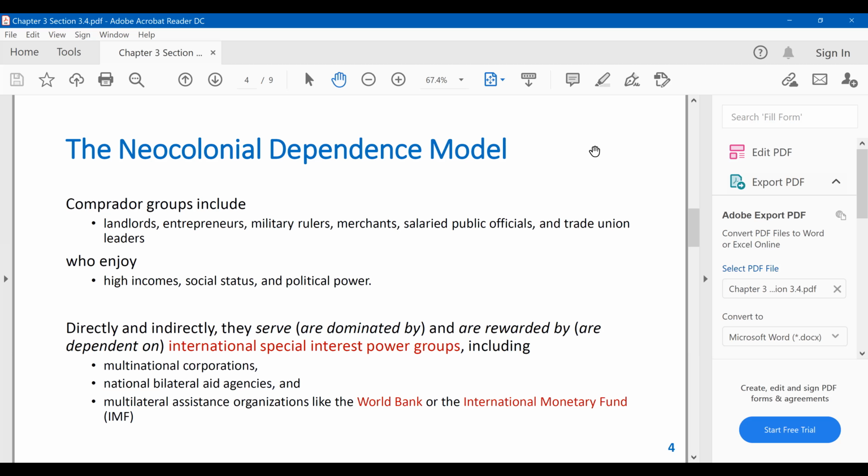So those institutions play a large role, or at least they have played a large role, by offering some development policies that benefited these comprador groups, basically, and not the workers or the peasants. Okay, so again, next week we're going to discuss these organizations' role in a much more specific manner.